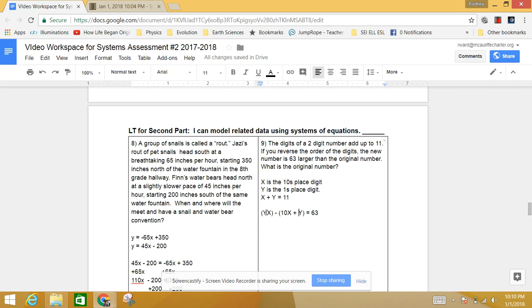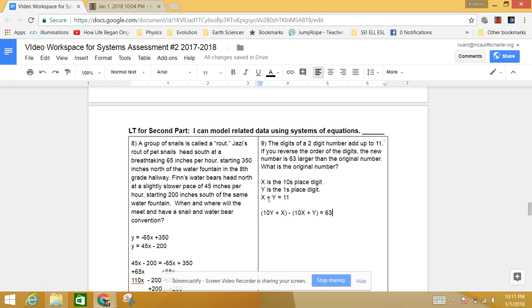Now, if we reverse the digits, we reverse the power of the particular digit. So that's going to be 10y, because that's in the tens place, and just x for the ones place. So now we have two expressions. We have 10x plus y, which represents our original number. Then we have 10y plus x, which represents the reversed order of the two digits in our original number.